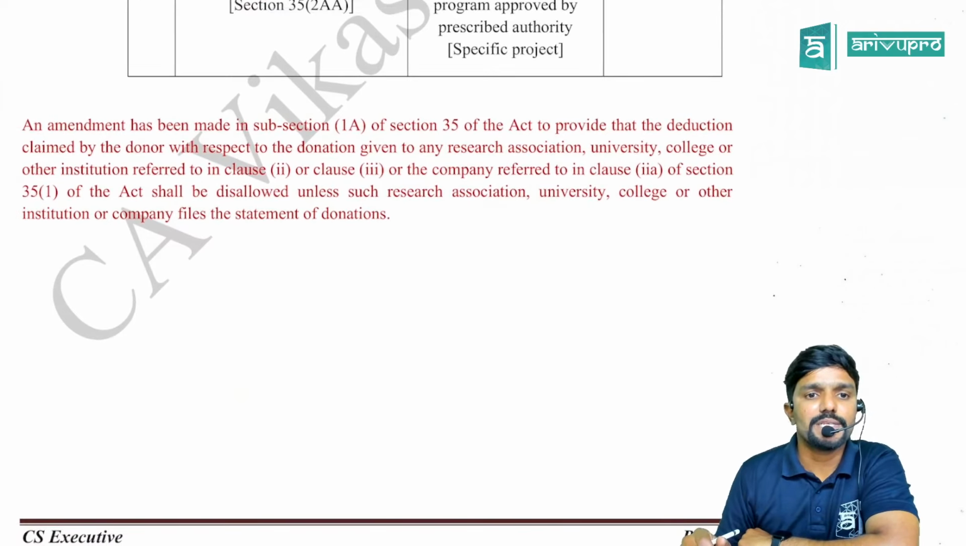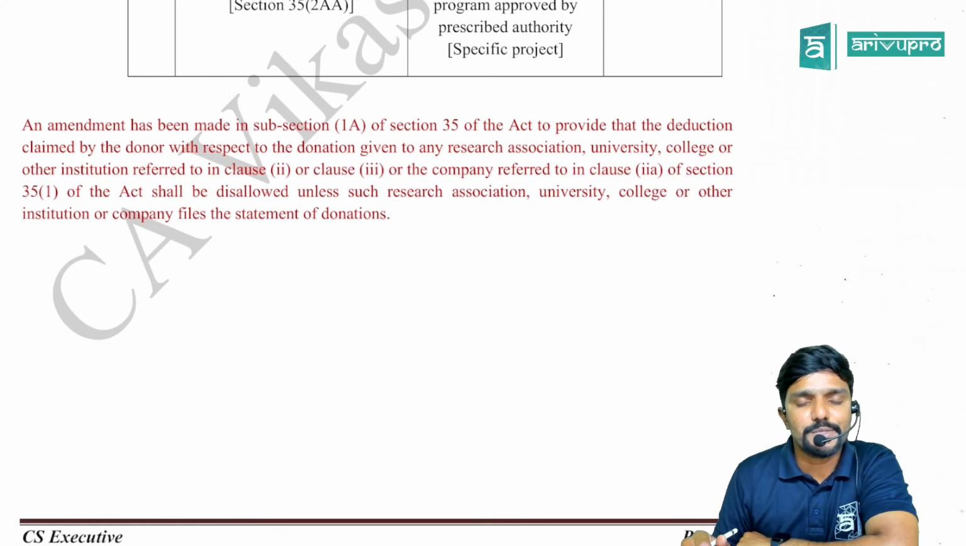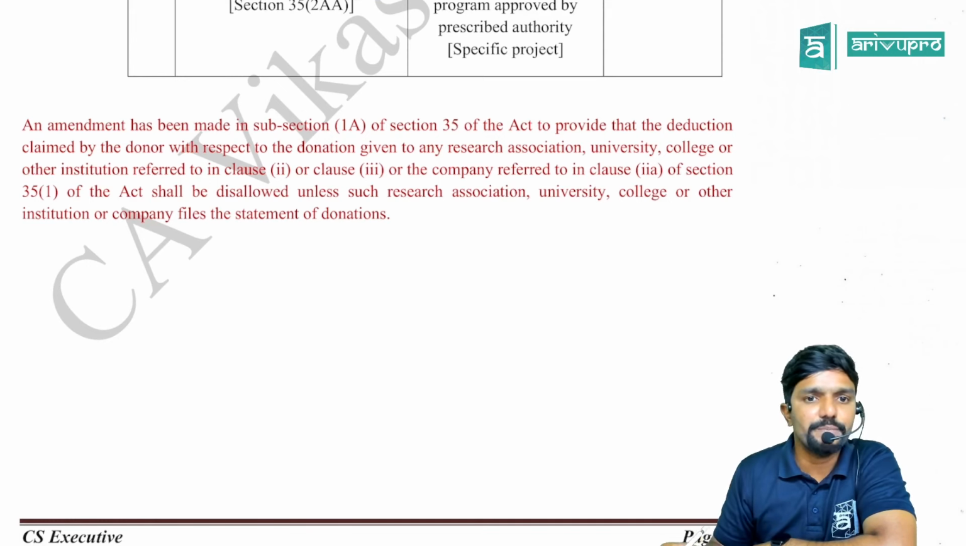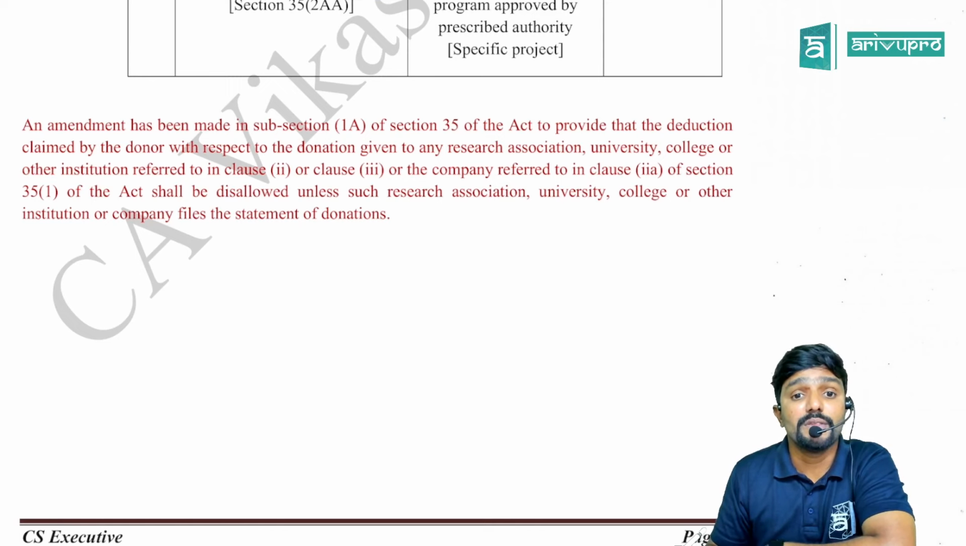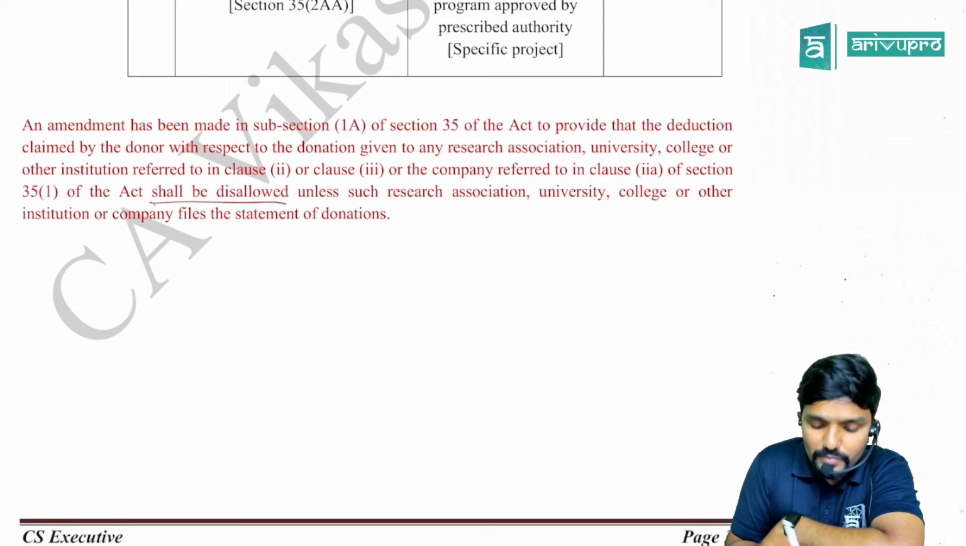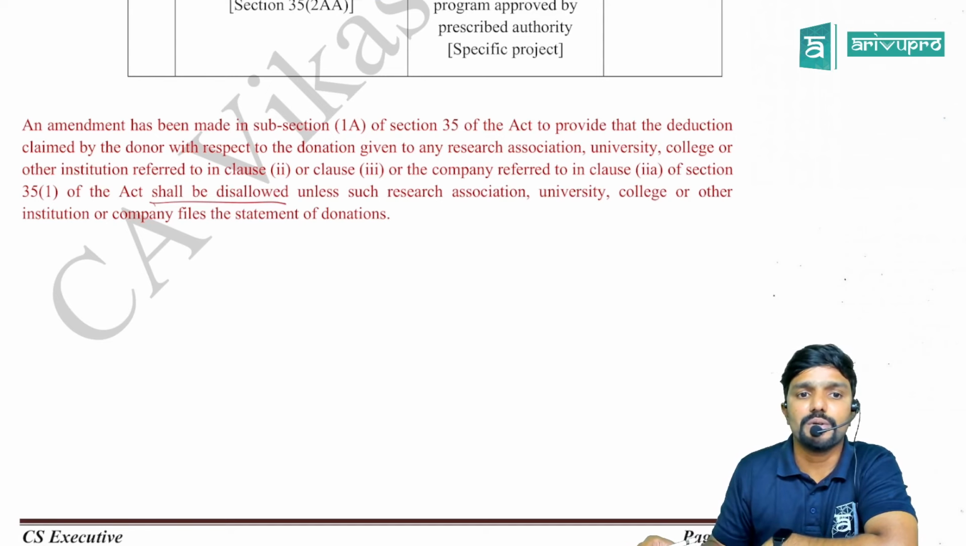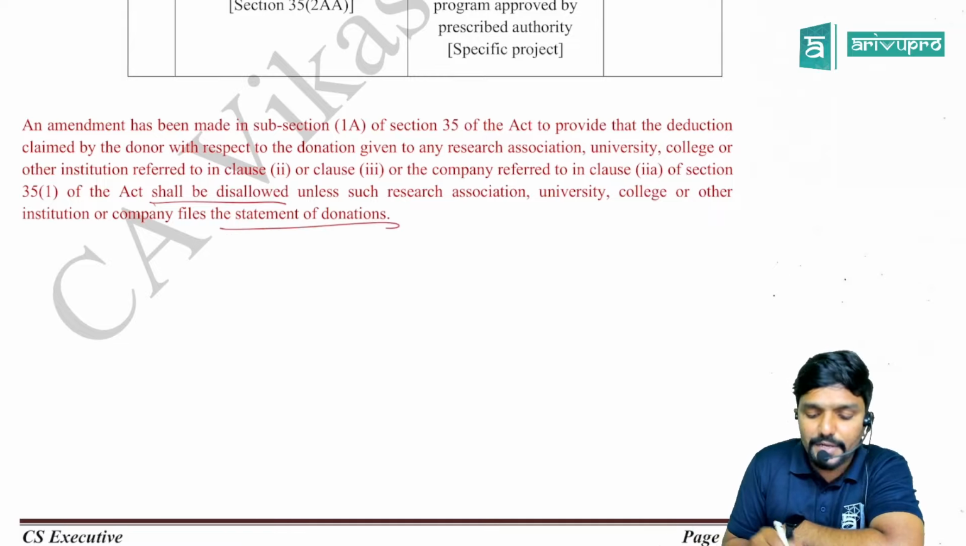Let us see. An amendment has been made in subsection 1A of section 35 of the Act to provide that the deduction claimed by the donor, whoever is giving the donation, with respect to the donation given to any research association, university, college or other institution referred to in clause 3A, 3, or the company referred to in clause 2A of section 35 subsection 1 of the Act shall be disallowed unless such research association, university, college or other institution or company files the statement of donation.